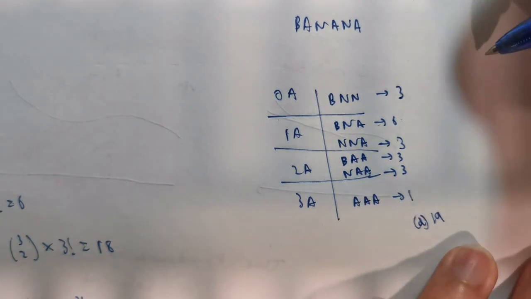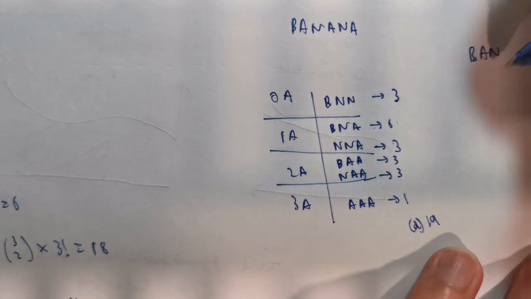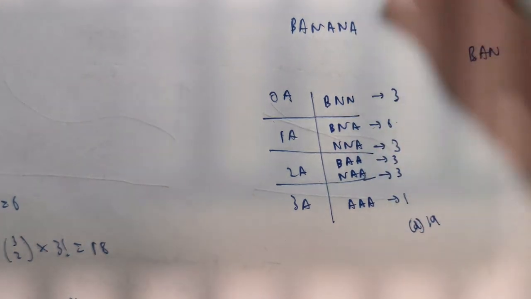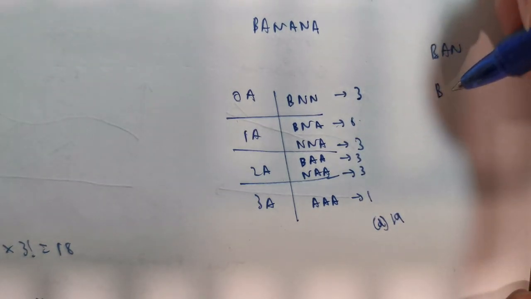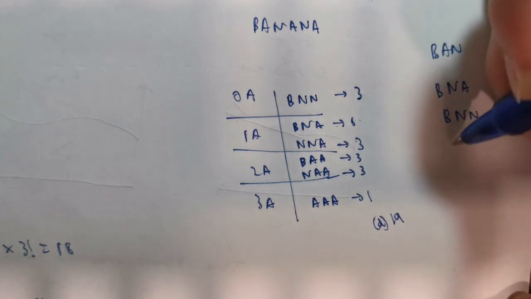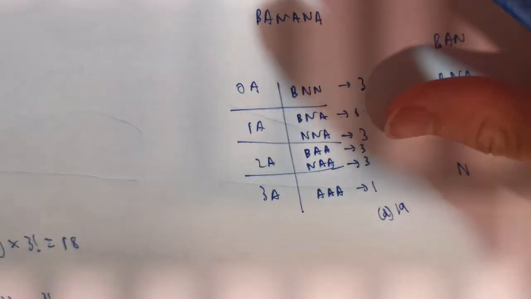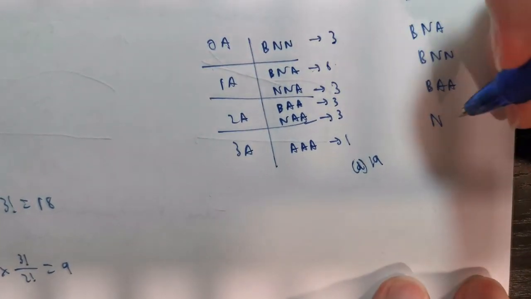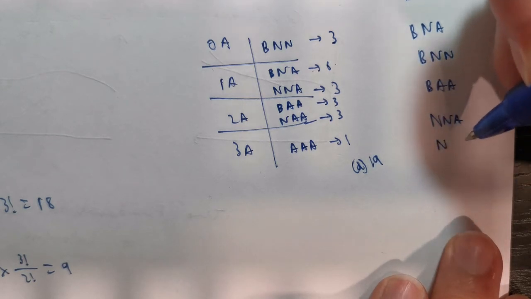Or you can just brute force. You can brute force and see if you can find all the words, since 19 is not actually that much. So let's say B A N, B N A, B N N, B A A. Just make sure you have a system of brute forcing so you don't miss out cases easily.